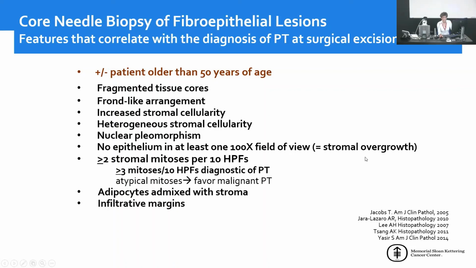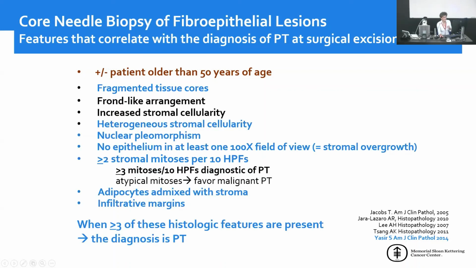Honestly, I'm not too convinced of that, but that's how it's reported. And then mitotic activity, finding adipocytes mixed with the stroma, and infiltrative margins. The group from Mayo has reported that if you find 3 or more mitoses in 10 high power fields, that is diagnostic of phyllodes tumor. I use that criterion a lot. They also state that if you have 3 or more of the histologic features listed here, that is also diagnostic of phyllodes tumor.